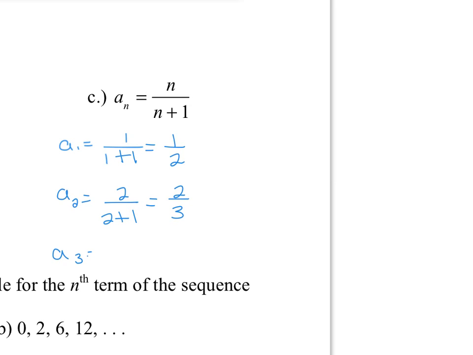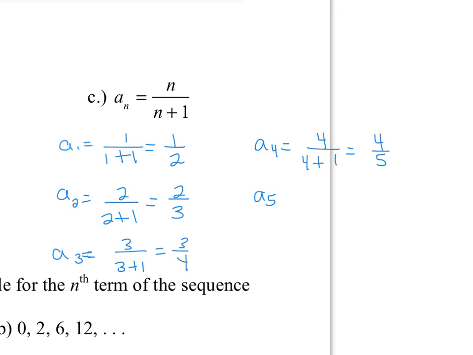A sub 3 is 3 divided by 3 plus 1, or 3/4. A sub 4 is 4/5.